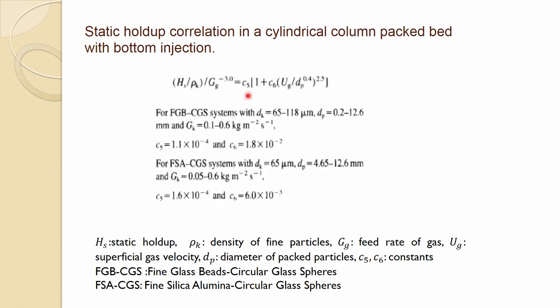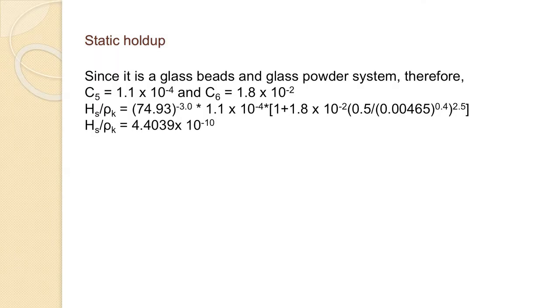And similarly for the static one, C5 and C6 are given, we are taking them for the glass. This is our system. So, these are the values for this, and these all are known or we have calculated them. So, it is much easier now. Substituting the appropriate values into your static hold up formula, it gives 3.91 into 10 to the power minus 10.